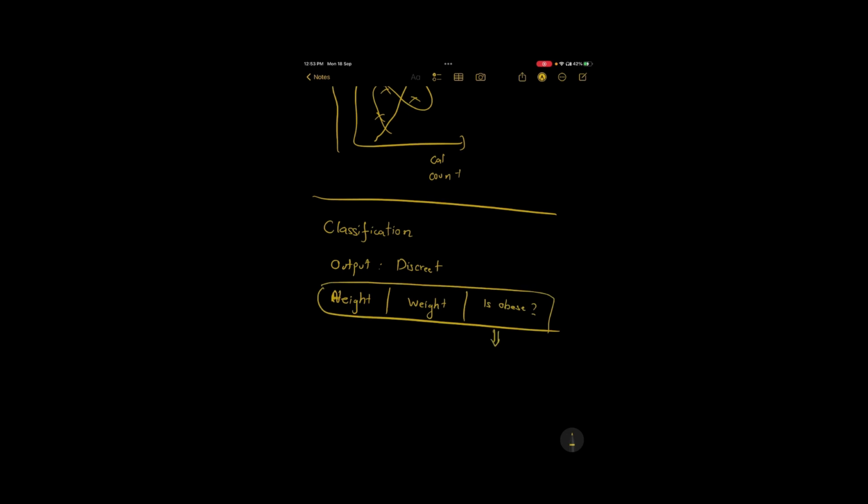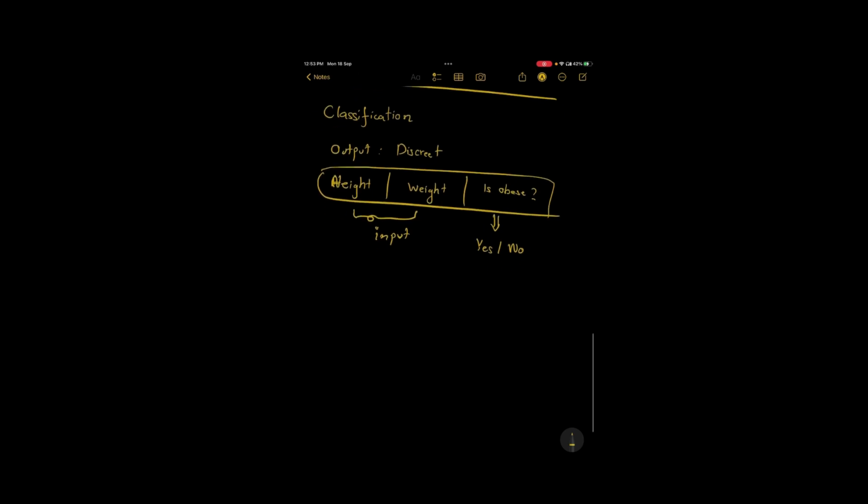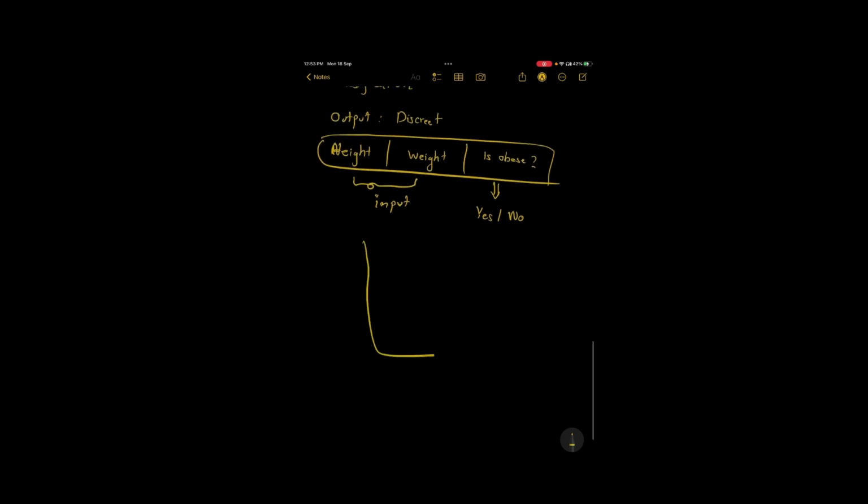But here, the output is discrete values, yes and no. No matter what the height and weight is, no matter what values the input takes, the output is not any continuous value, unlike what we saw in regression. It's just yes or no. This is a classification problem. So you might wonder, how do I visualize this? So let's further look into it.